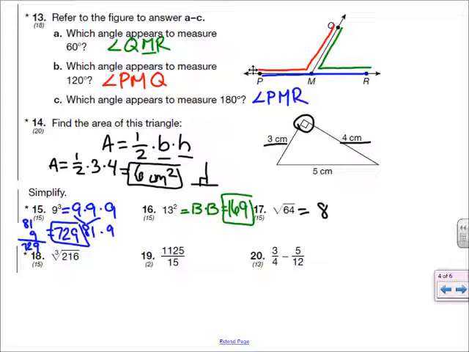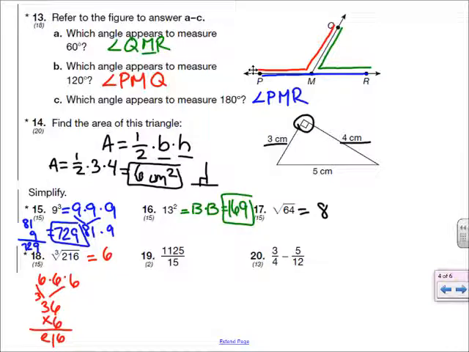So the next even number would be 6. So 6 times 6 times 6. 6 times 6 is 36. And then 36 times 6. 6 times 6 is 36. 6 times 3 is 18 plus 3 is 21. So it's 6, because 6 times itself 3 times is 216.